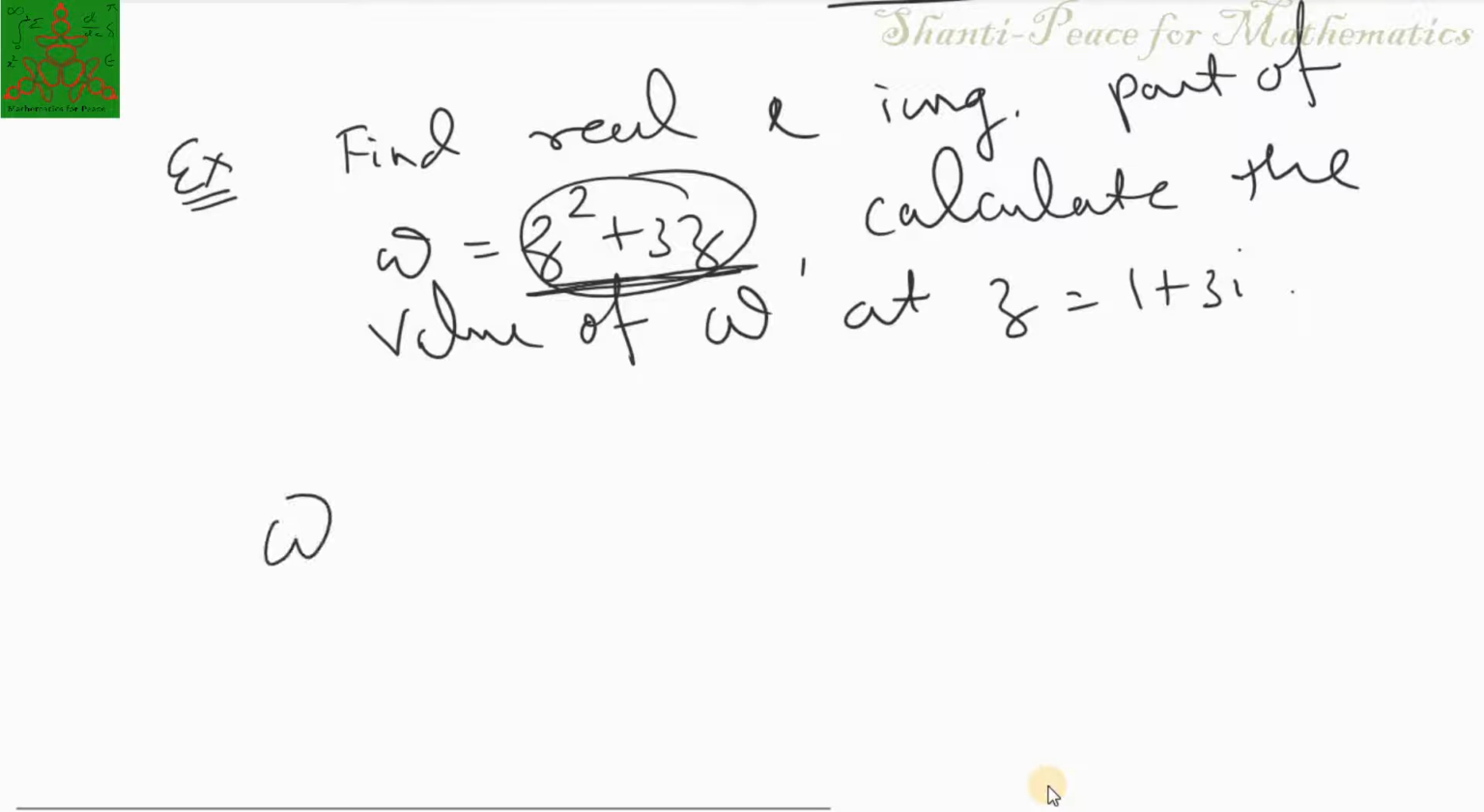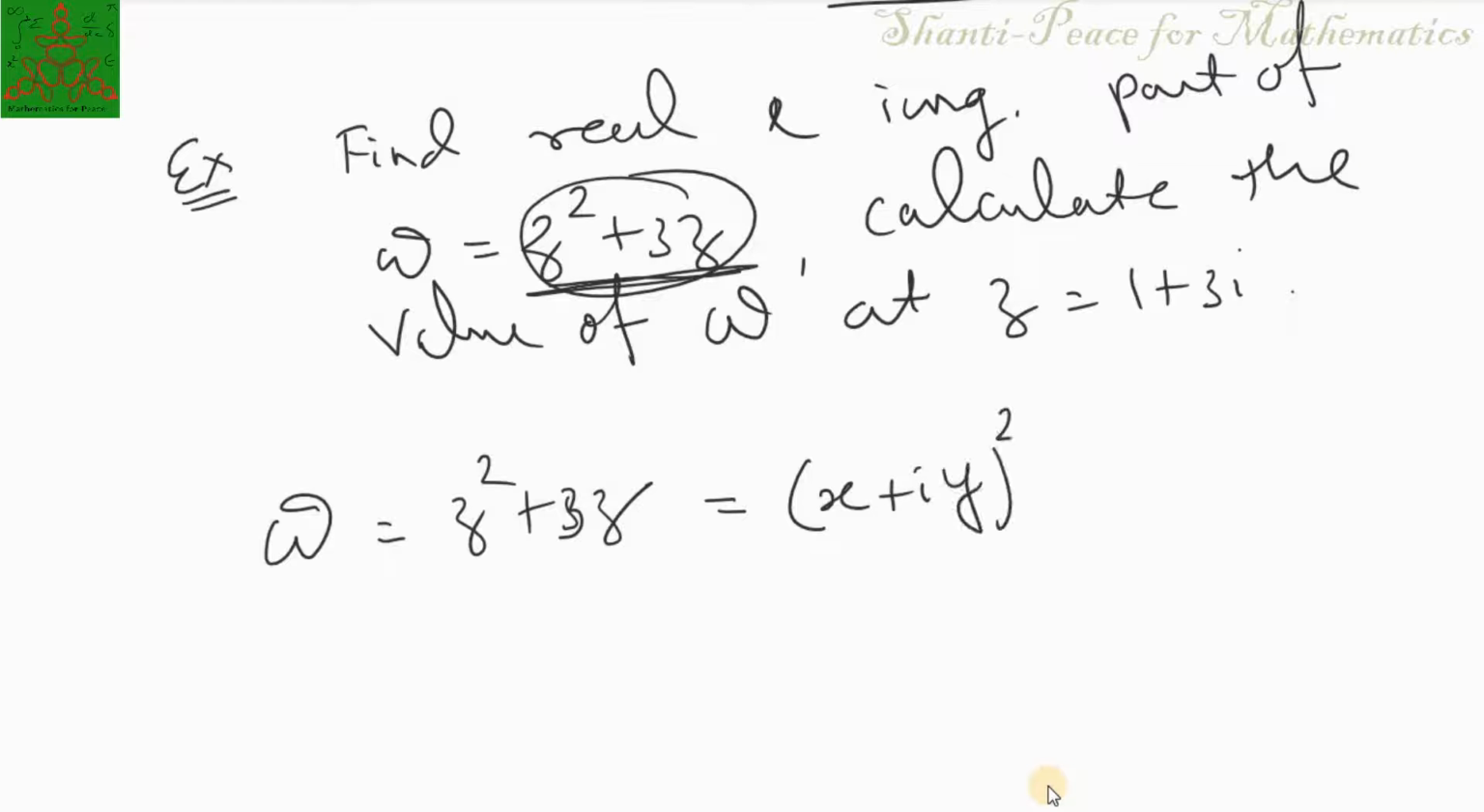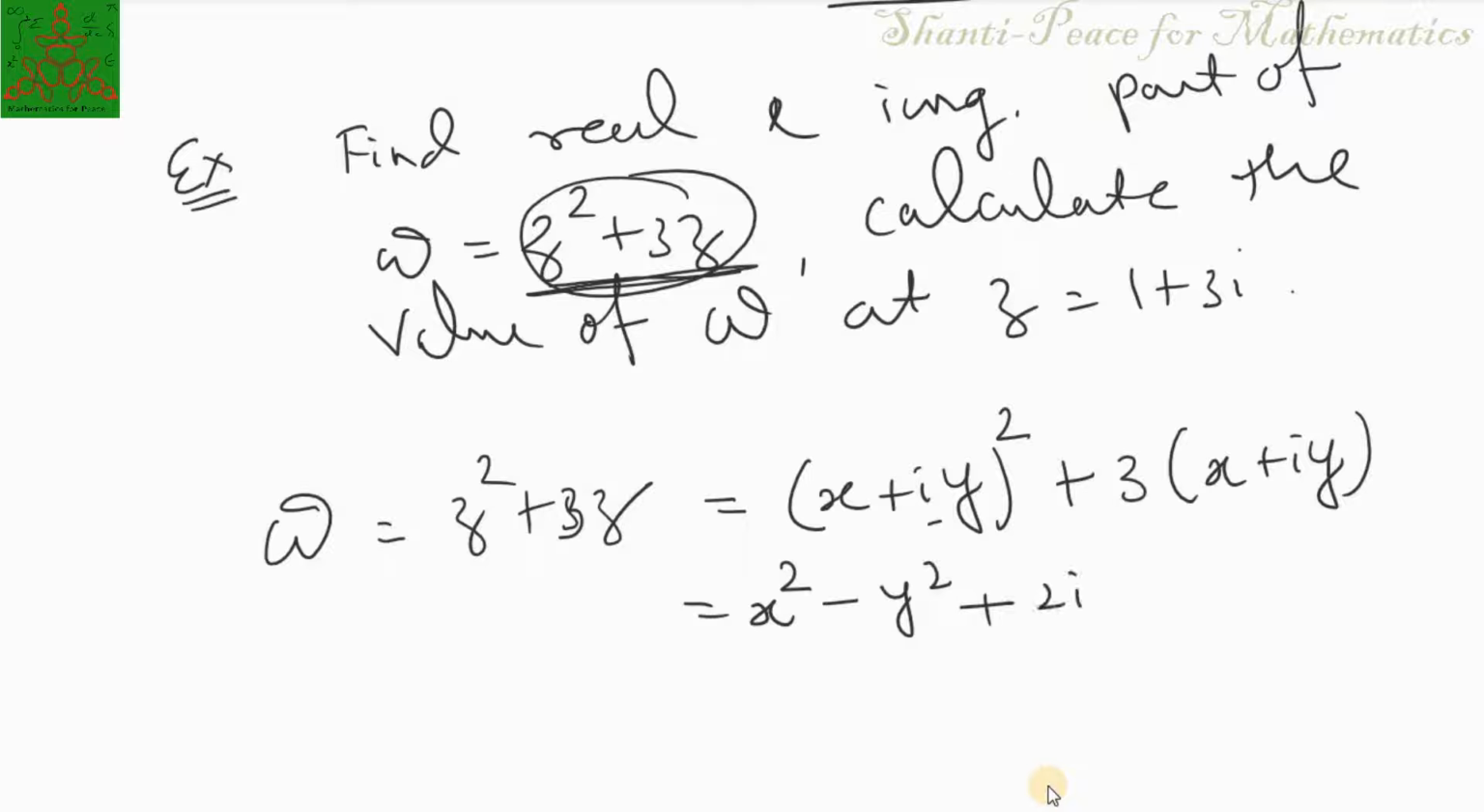Now I'll start with w equal to z square plus 3z. If I substitute the value of z as x plus iy, we'll have (x plus iy) square plus 3 into (x plus iy). Now if you simplify this, this will be x square minus y square, as you know that i square will be minus 1, plus 2i xy plus 3x plus 3iy.